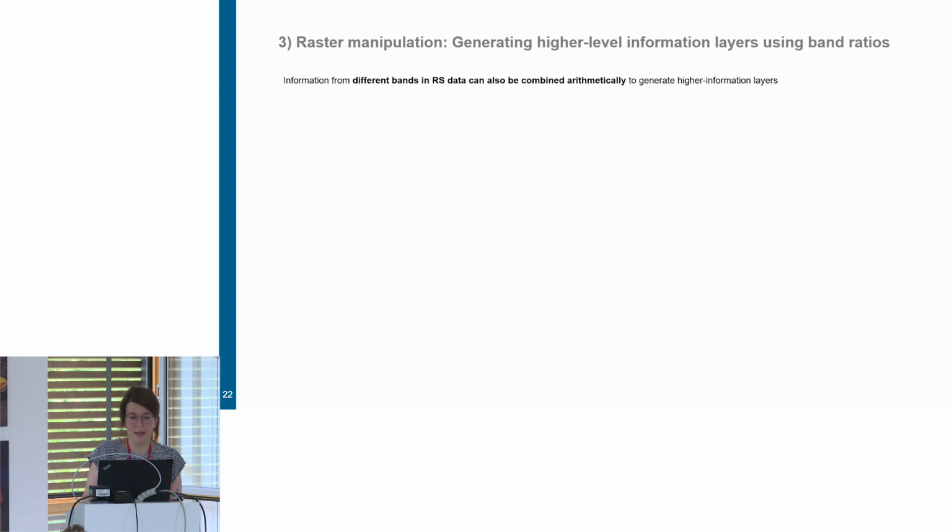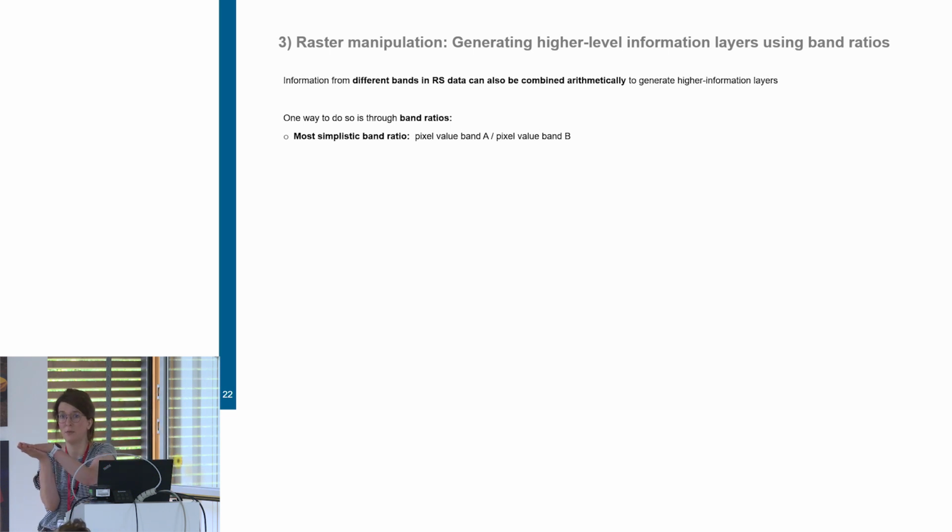And the third layer of information you can get from raster manipulation is using band ratios. Basically, you combine the information from different bands arithmetically. The simplest form is a band ratio: you have two image layers and you divide the pixel values of one image by the other, pixel by pixel, so every value gets divided by the other.